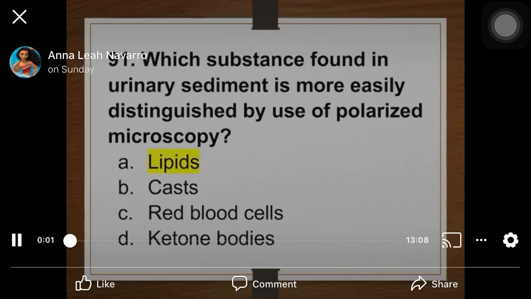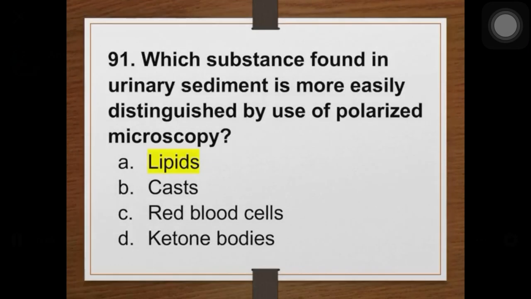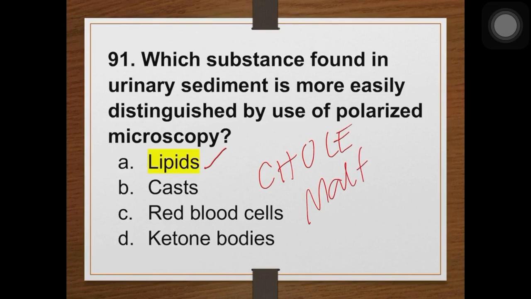Question number 91. Which substance found in urinary sediment is more easily differentiated by use of polarized microscopy? Crystal and lipid. Remember, cholesterol is not stained with Sudan or oil red O, but under a polarizing microscope, the cholesterol-containing cells and casts will exhibit a characteristic multi-cross formation. Correct answer number 91, letter E.